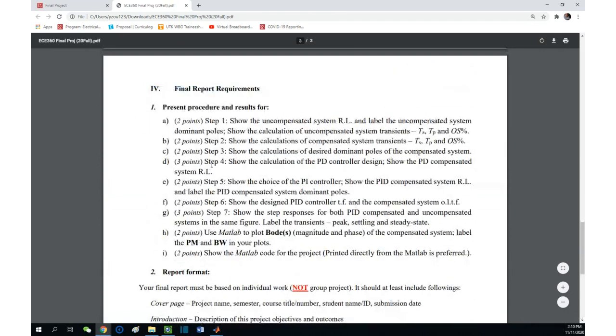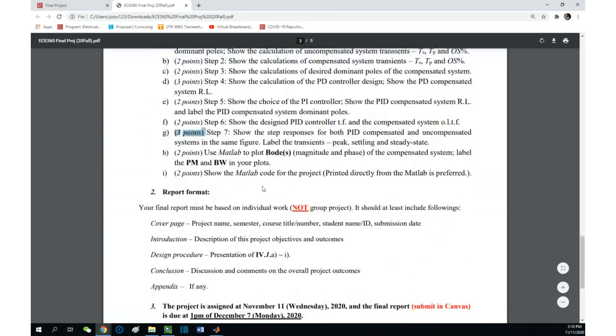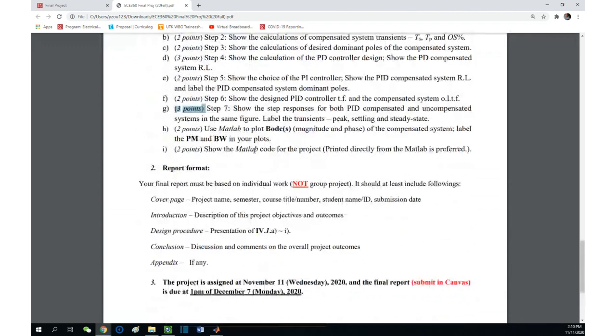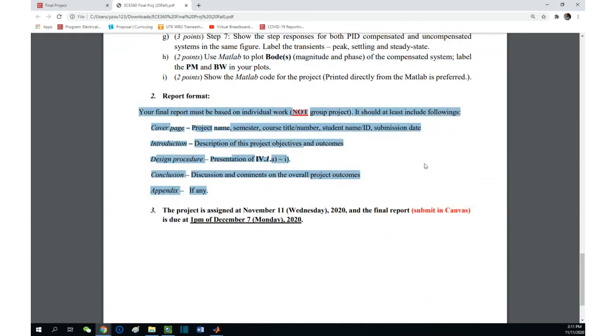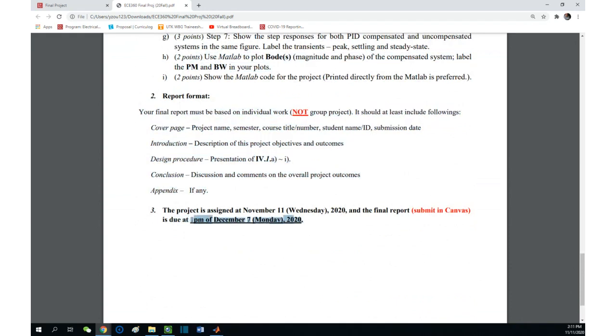And here are the requirements and the procedure. I'm also showing you how I will grade you. This is pretty much the rubric. Of course, this is something for module 8, frequency response. You need to do a Bode plot and find the PM and BW from your MATLAB frequency response. We will learn how to do this in module 8. And some format requirements. And here, repeating the due time.